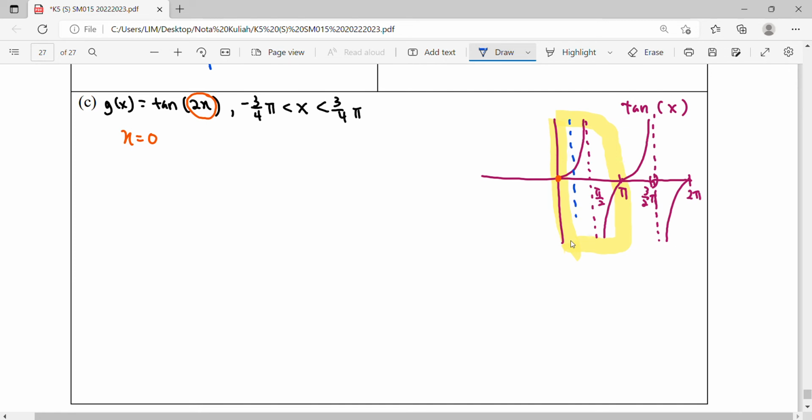Then sini repeat lagi. Macam ni saya akan dapat dua pattern dalam satu pi. Original in one pi is one period. So when we times 2 means in one pi we're having 2.